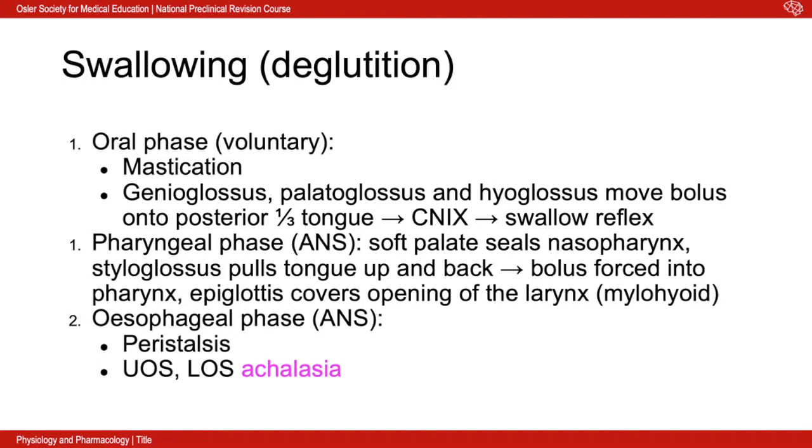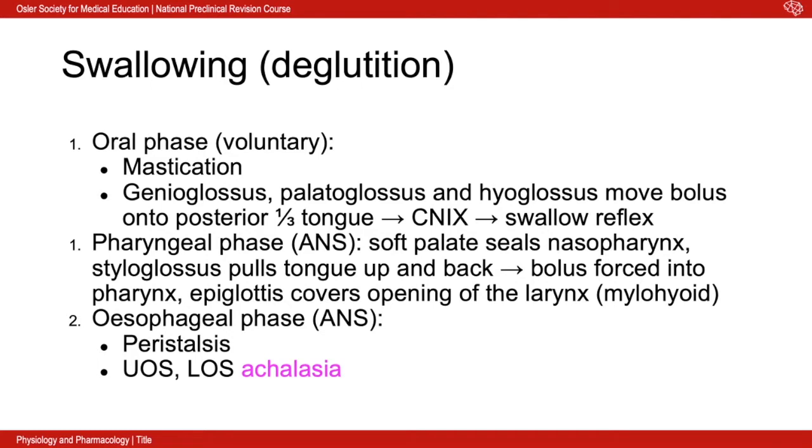And so starting with the oral phase, when you put food in your mouth, the first thing that you're going to do is start to chew it. And mastication is just another word for chewing. And once you've done that, you then need to trigger the swallow reflex. And the way that happens is that 3 out of the 4 extrinsic muscles of the tongue, so genioglossus, palatoglossus, and hyoglossus, will move the bolus of food onto the posterior third of the tongue. And that stimulates cranial nerve 9, or the glossopharyngeal nerve, to trigger the swallow reflex.